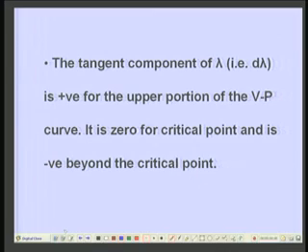Now, the question is how to choose the continuation parameter or continuation variable xk, because xk is one of the state variables to be chosen as the continuation parameter.